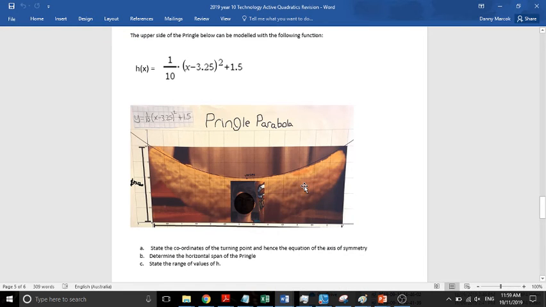So for this question, we say the coordinates of the turning point, 3.25, 1.5, and the axis of symmetry, x equals 3.25. Horizontal span, we checked where the height was at x equals 0. We saw how far that went, and then the range of values of h from the bottom up to wherever it goes to where it ends.